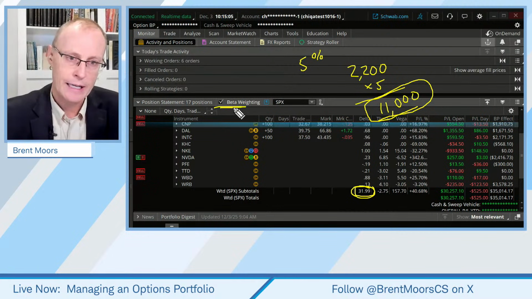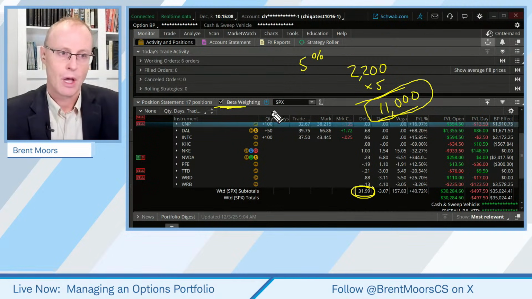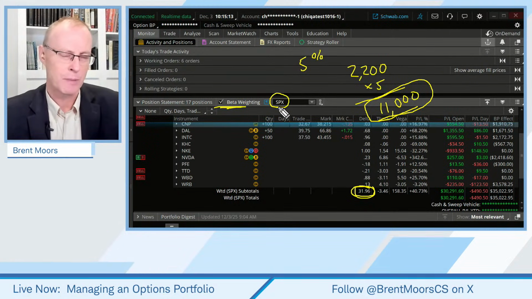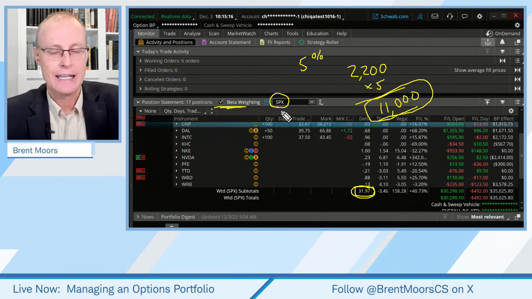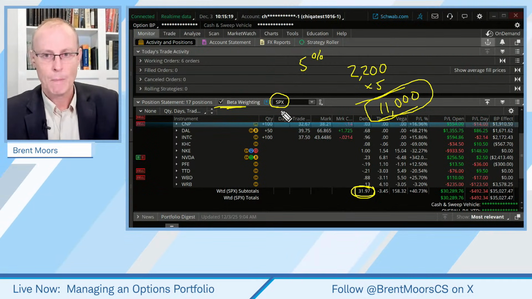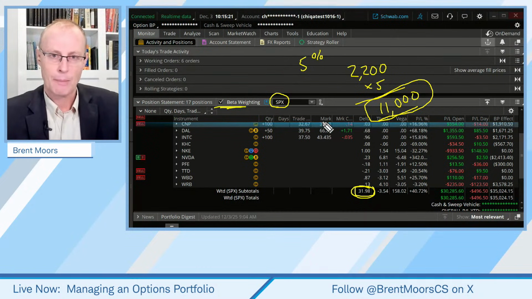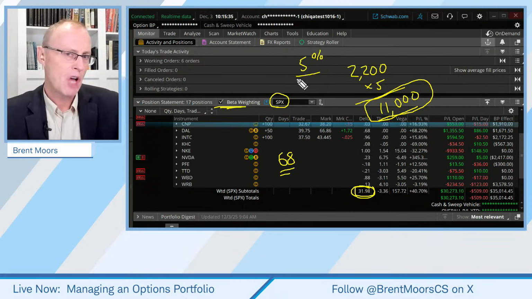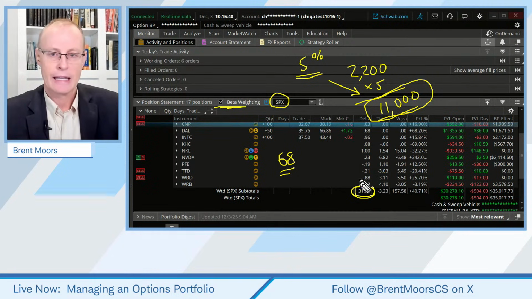You've got to check beta weighting here. For our purposes, I'm using the SPX. You don't have to beta weight to the SPX, but that's the most common index that people beta weight to. And then you can come up with your figure. Remember, I'm using a 1% move, which we said was about $68. I multiplied that, just in our example, by a potential 5% drawdown. And that gave me $11,000 given my beta weighted delta.